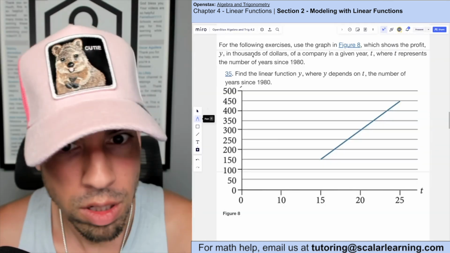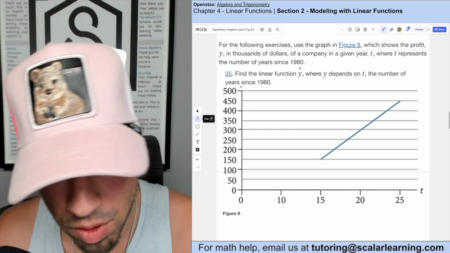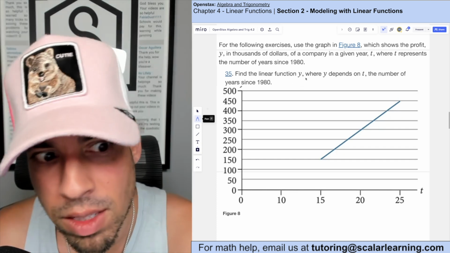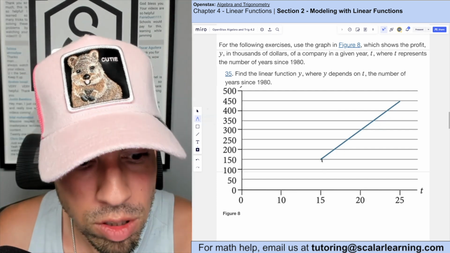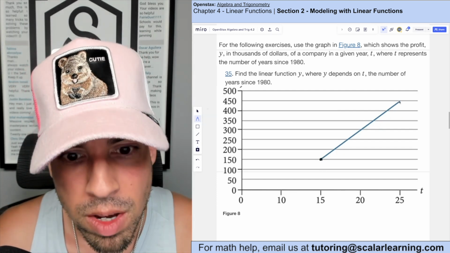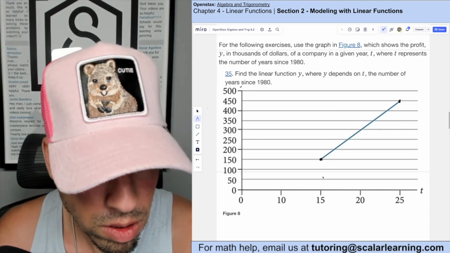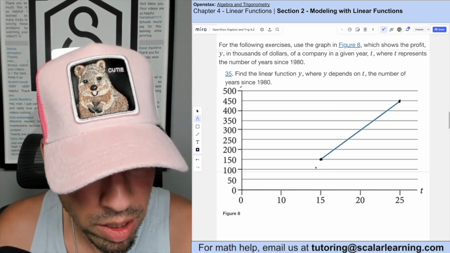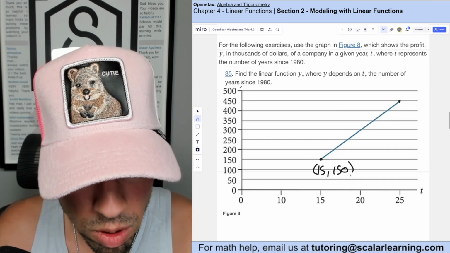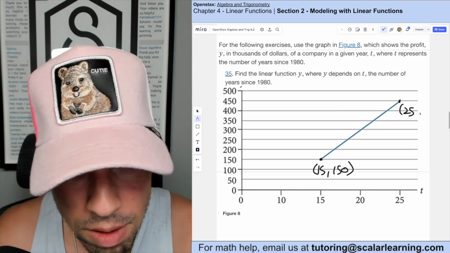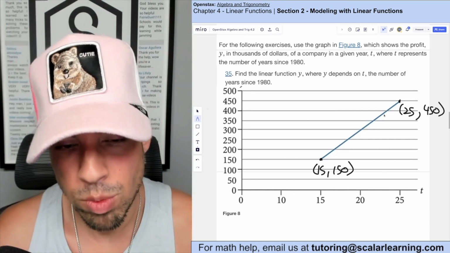Figure 8, which shows the profit of y in thousands of dollars of a company in a given year, where t represents the number of years since 1980. 35 says find the linear function y, where y depends on t, the number of years since 1980. So we don't have a slope necessarily. I mean, we can calculate it, and we can't see the y-intercept because we kind of have this segment that's presented to us of this linear function. But what we do have, which is great, is 2 coordinates. We can see that when t is 15, the y value is 150. When t is 25, the y value or function value is 450.